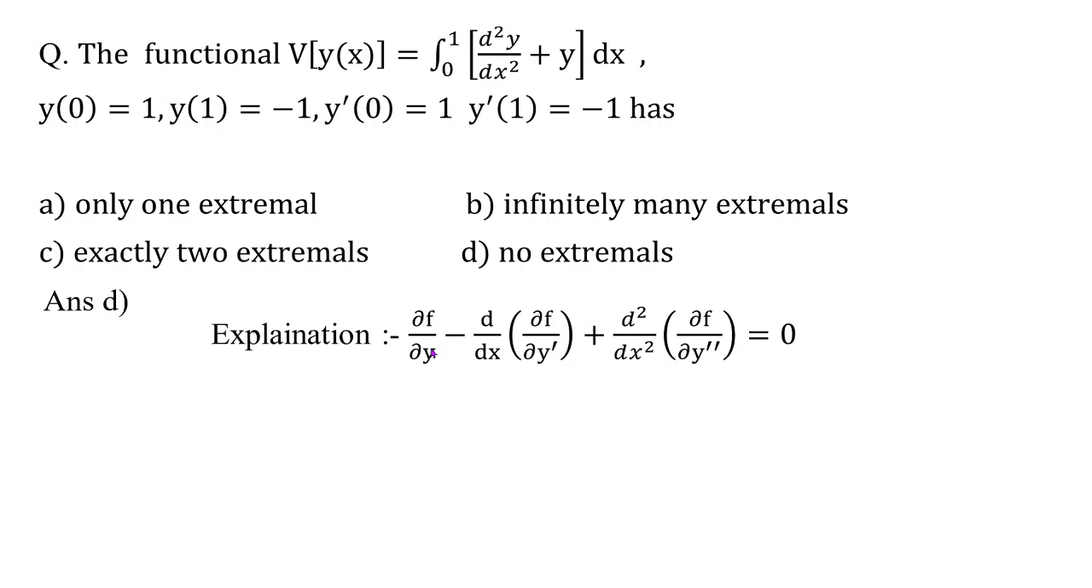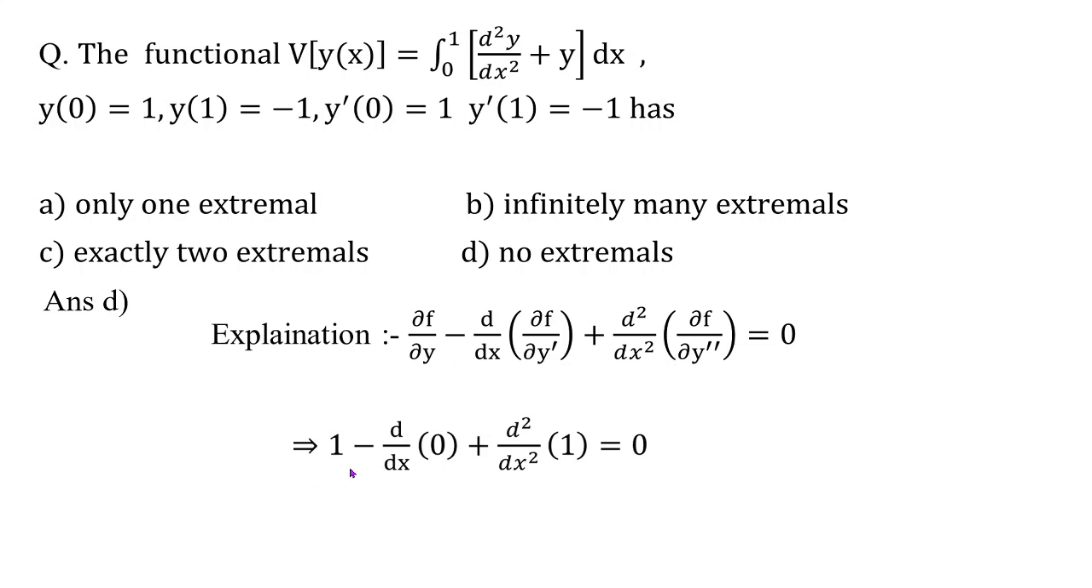That is del f by del y minus d dx of del f by del y dash plus d2 by dx square of del f by del y double dash equal to 0. If you wish to know the Euler equation for further higher order derivatives, just go through the video which I have prepared for the calculus of variation. There you will find the full explanation. So with this, just find out the required terms.